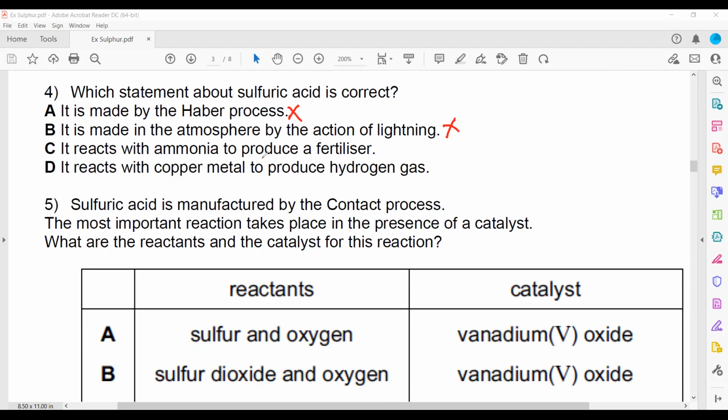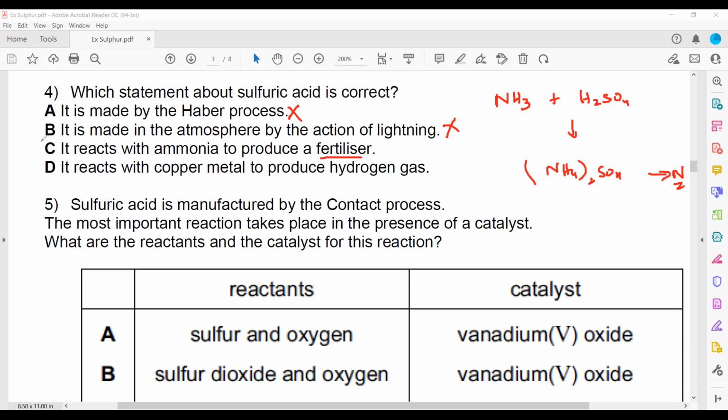It reacts with ammonia to produce fertilizer. That is true. Ammonia reacts with sulfuric acid, H2SO4, so it will form ammonium sulfate. And what is ammonium sulfate? It is a fertilizer because it provides an essential nutrient, nitrogen. Any soluble compound which can provide NPK, nitrogen, phosphorus, and potassium, we call a fertilizer. So when sulfuric acid is mixed with ammonia, it gives fertilizer.